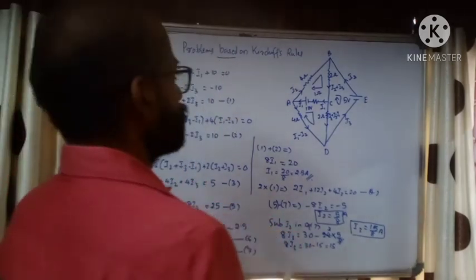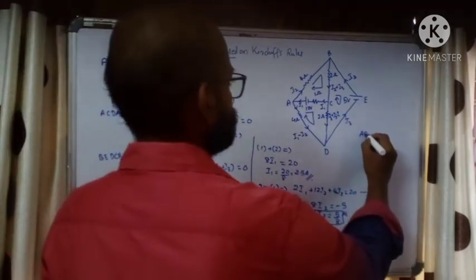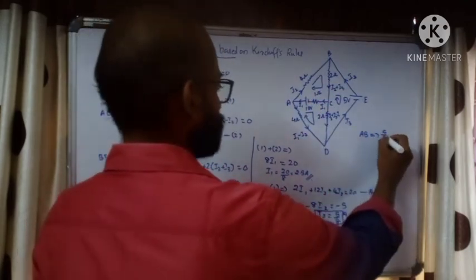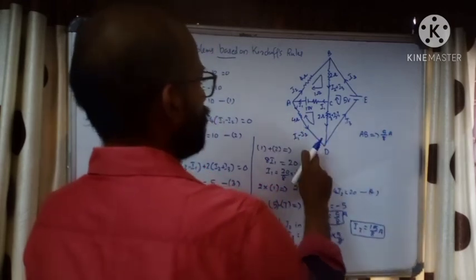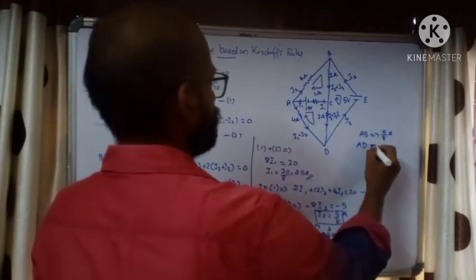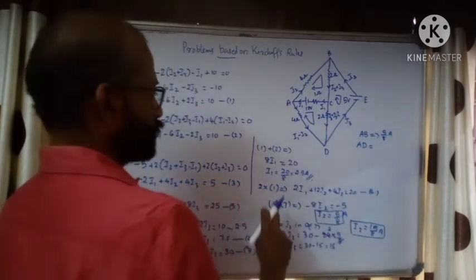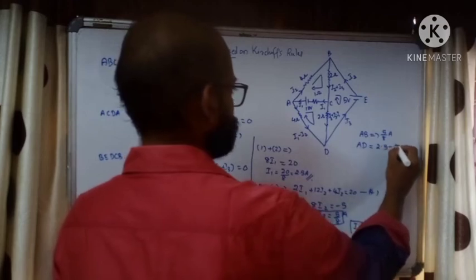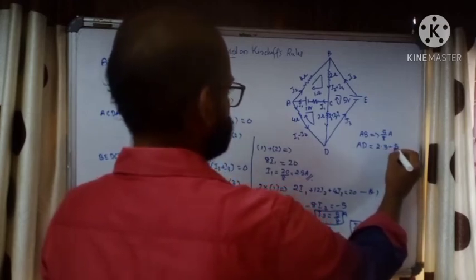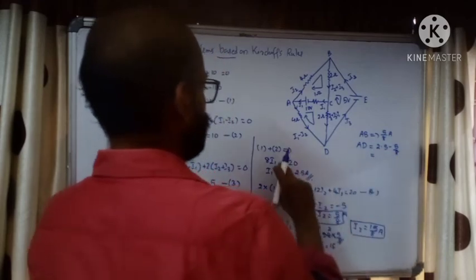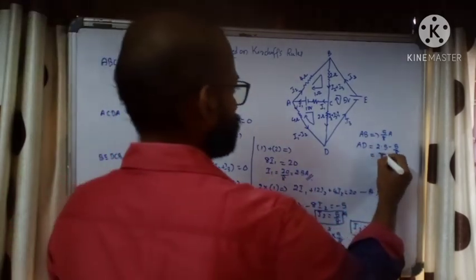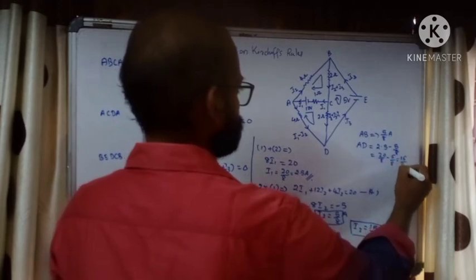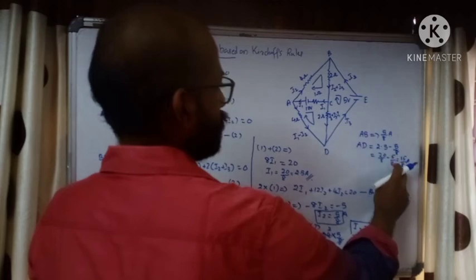That also I will show. See, in branch AB, what is the current? It is I2, which is 5 by 8 amperes. In the branch AD, the current is equal to I1 minus I2. I1 is 2.5 and I2 is 5 by 8. 2.5 means 20 by 8. So 20 by 8 minus 5 by 8, you will get 15 by 8 amperes in AD.